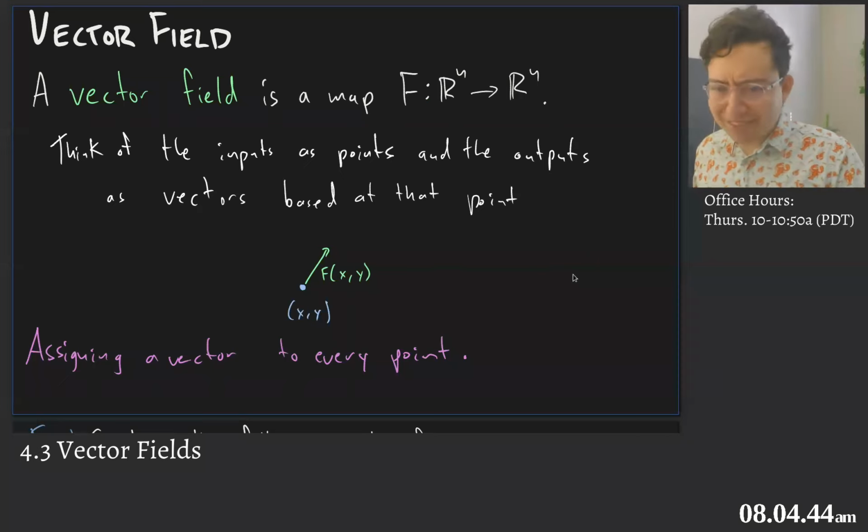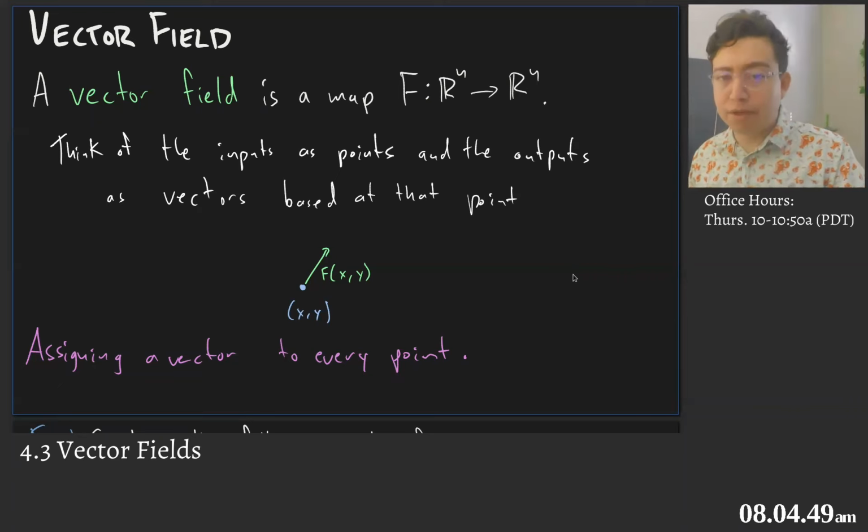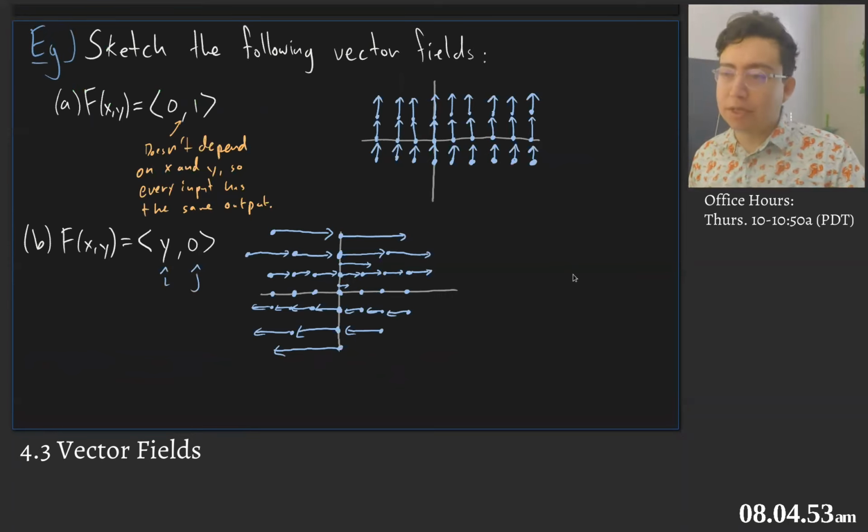So we were talking about vector fields. This is the definition I had on the board. And we started going through some examples, sketching some vector fields. We sketched these two, which were a little simpler. So we had this one, which is a constant vector field.